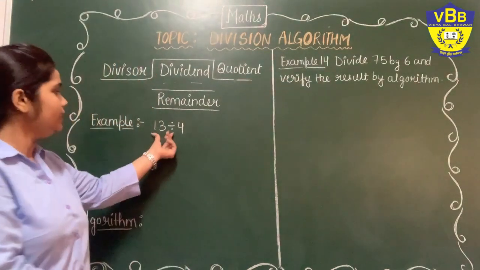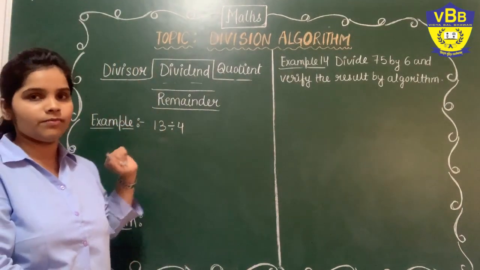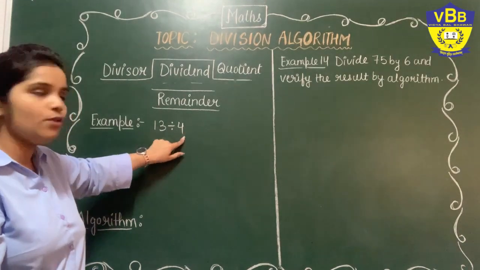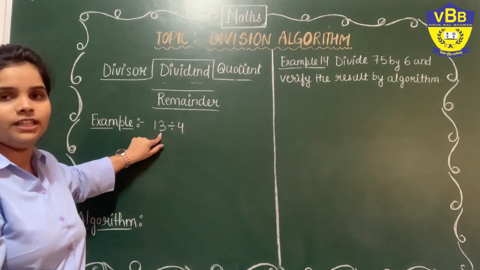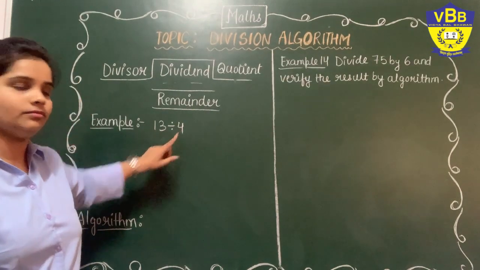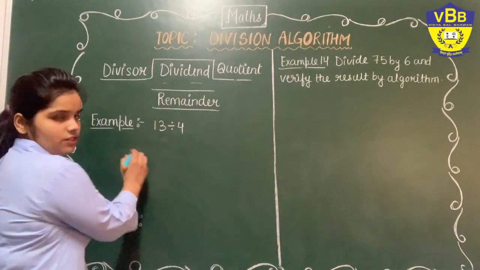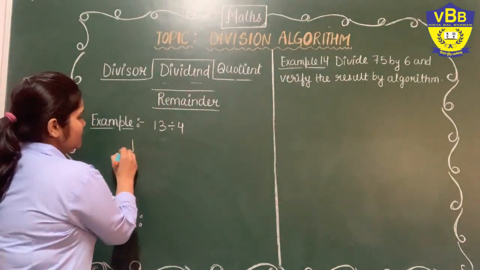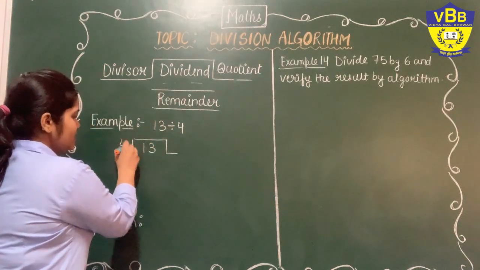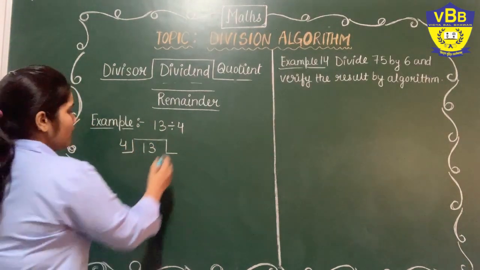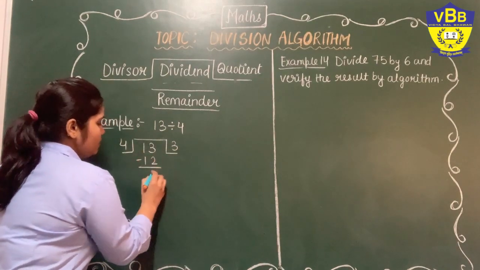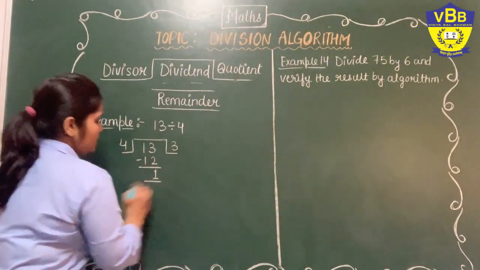Like I have written 13 divided by 4. Here 13 is being divided by 4. So 13 is the dividend and 4 is the divisor. Let's do the division first. 13, the dividend, is written inside the column and 4, the divisor, is written here. 4 3s are 12. We are left with 13 minus 12, which is 1.